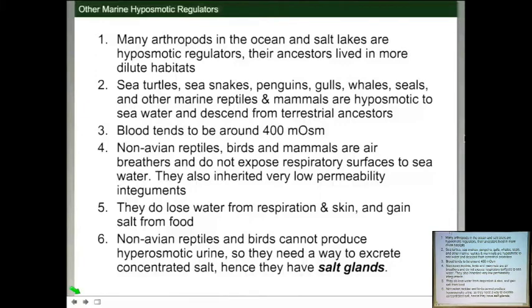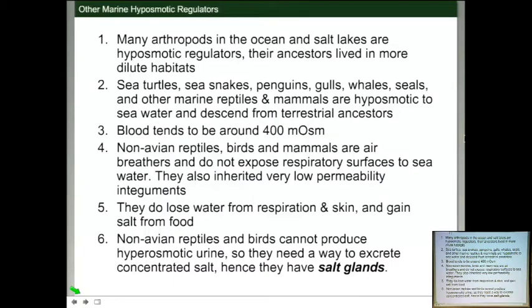Sea turtles, sea snakes, penguins, gulls, whales, seals, other marine reptiles and mammals, a wide variety of phyla, are hyposmotic to seawater and descend from terrestrial ancestors. So these are all phyla where the initial vertebrates, jawless vertebrates, came from the ocean, went to fresh water or the terrestrial habitats, developed, and then reinvaded the oceans, and so they tend to be hyposmotic to the ocean water. Blood tends to be around 400 milliosmoles, a little bit more than freshwater and terrestrial animals.